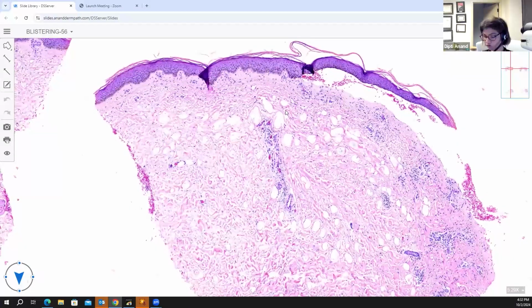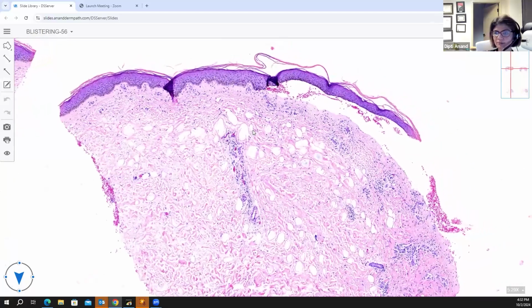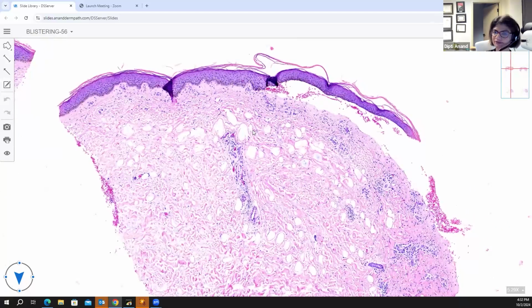So we left off at this. We talked about subcorneal and intraepidermal blistering diseases last time. So we're going to quickly finish up the subepidermal blistering diseases, and then we'll go into our study sets. So subepidermal blisters, when you look at them, you need to classify them as cell poor and cell rich.